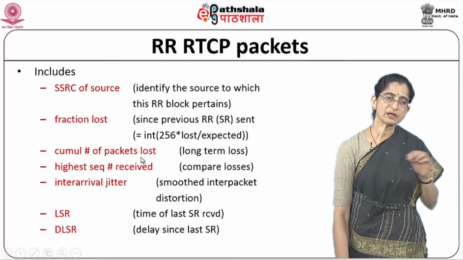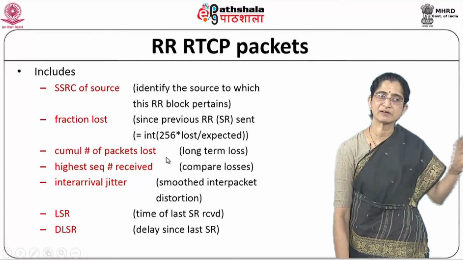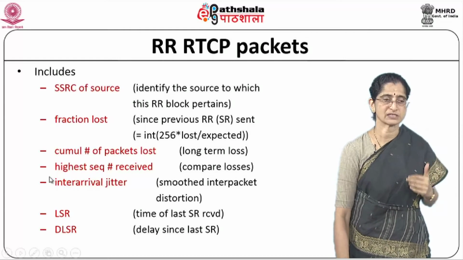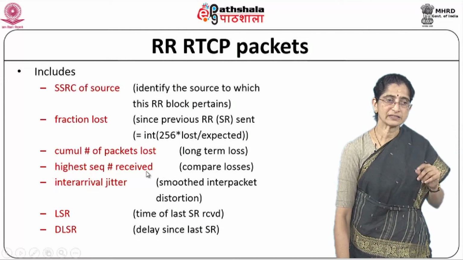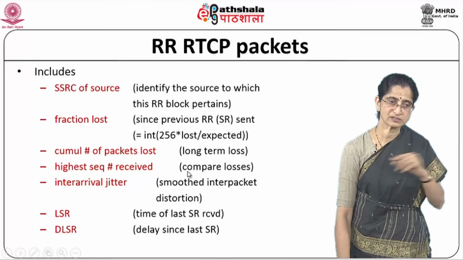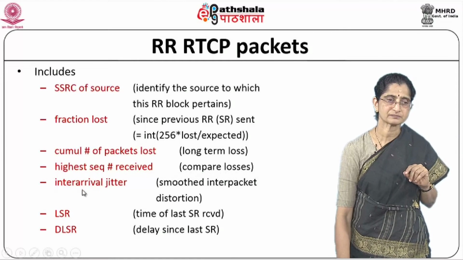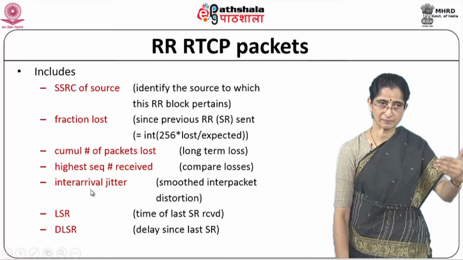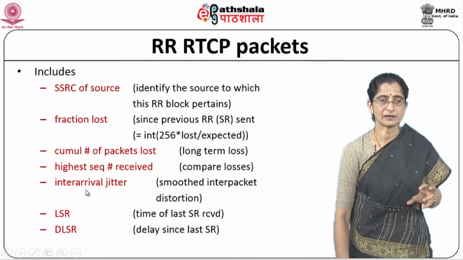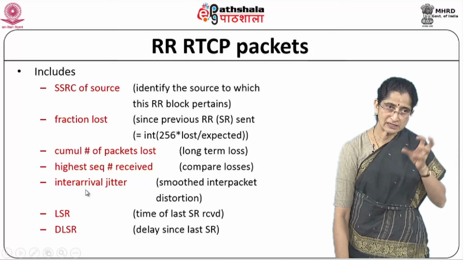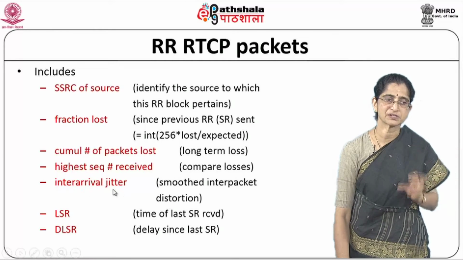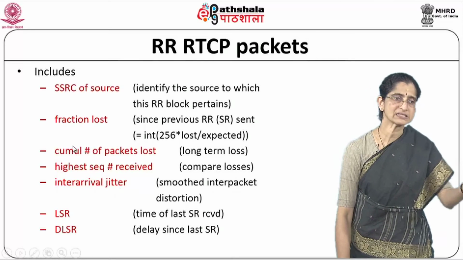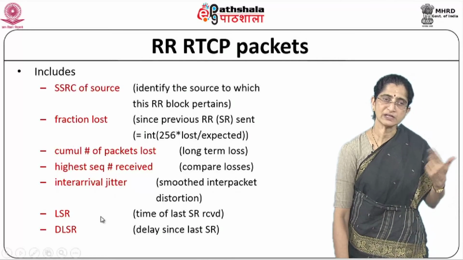And then the cumulative number of packets lost, which gives an indication of the long-term loss that has taken place. And then the highest sequence number received, which again can be used to compare losses. It also gives information about the inter-arrival jitter. When packets are received, if there are variations in the delays, that inter-arrival jitter information is calculated as a smooth inter-packet distortion measure, and conveyed as part of the RR packet.